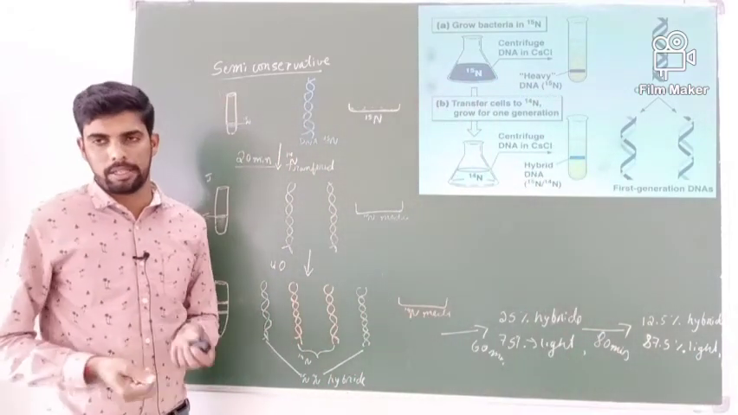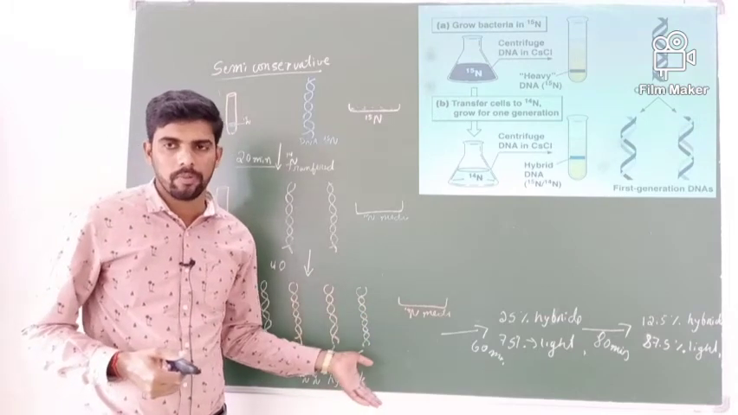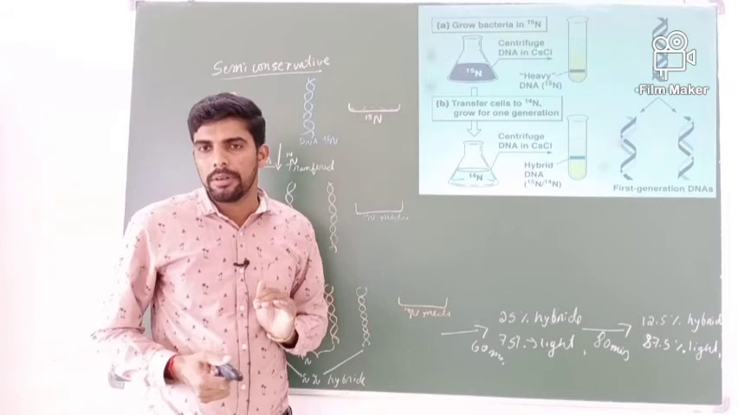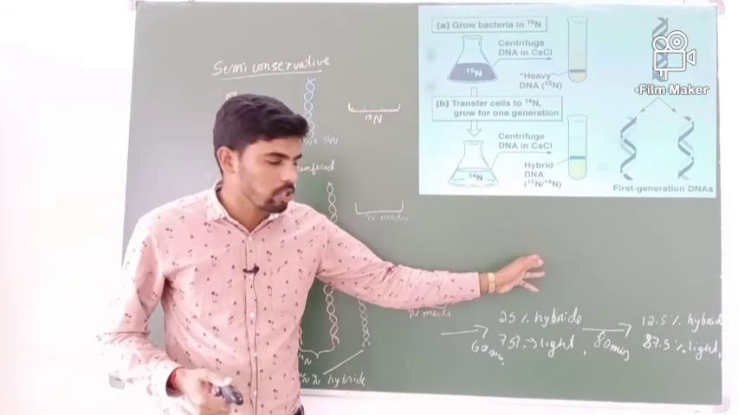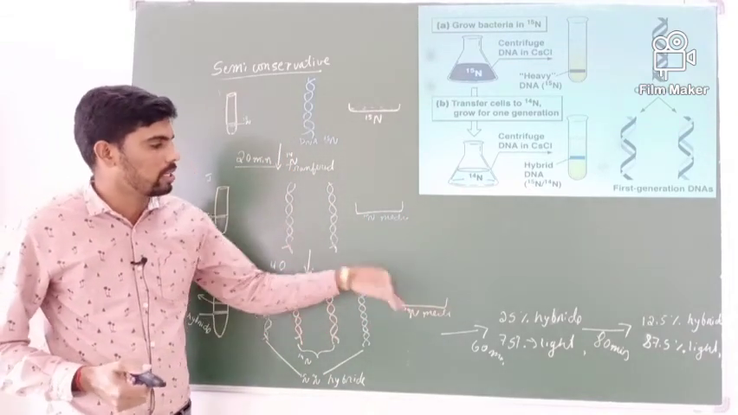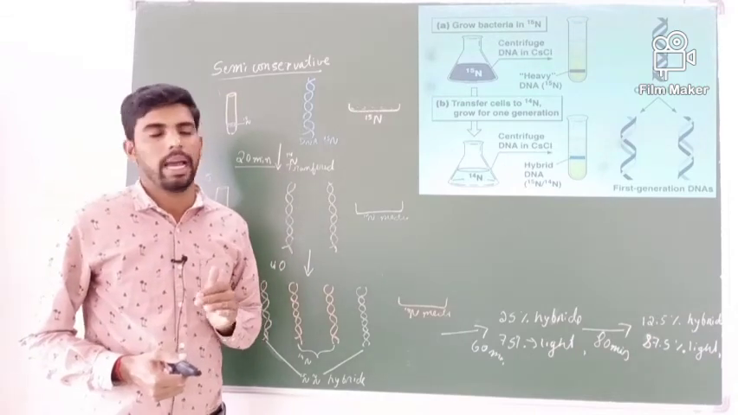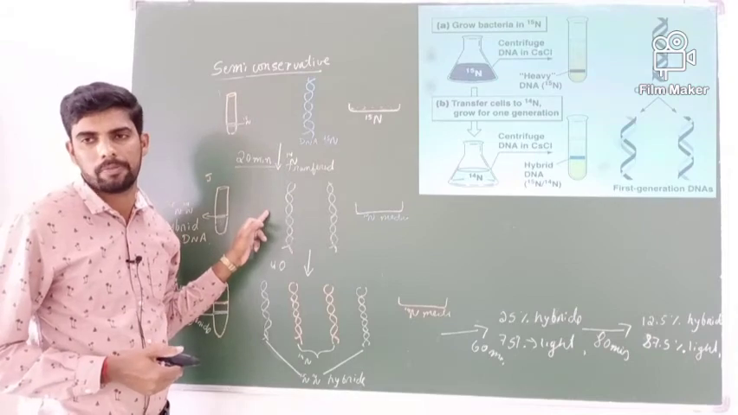The data says that as the generations continue, the parental DNA will be conserved but in lesser amount. It should not be destroyed. The two strands of parental DNA will be present in each and every generation, but the percentage will be reduced. Hence, it is called the semi-conservative method.